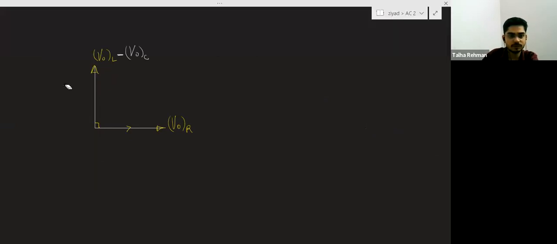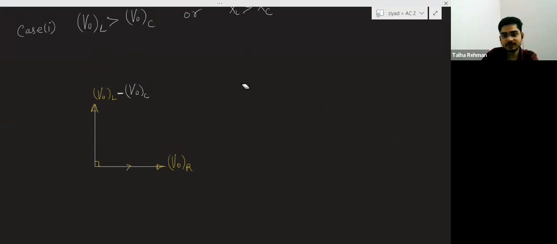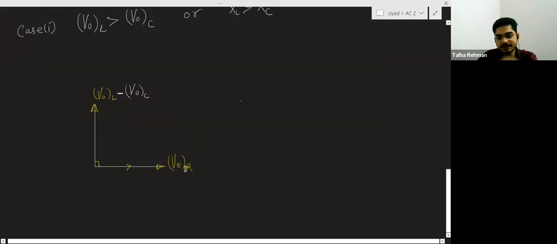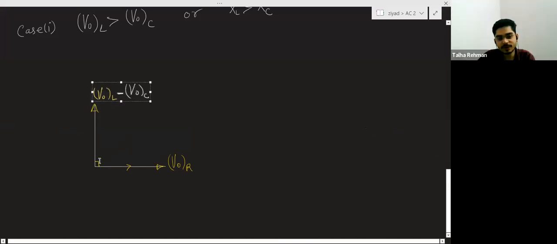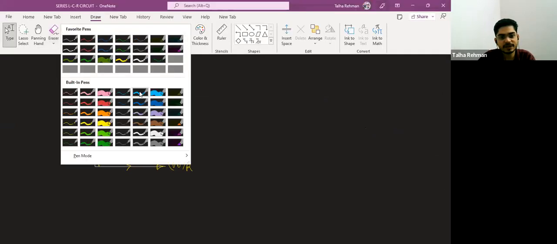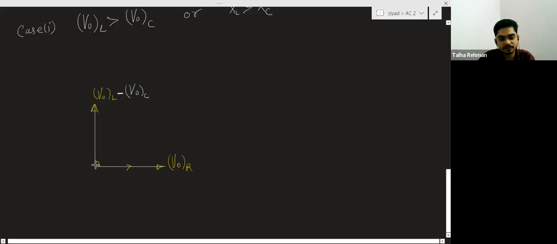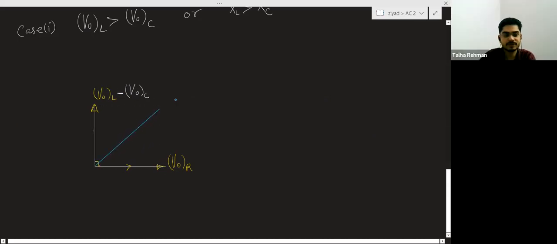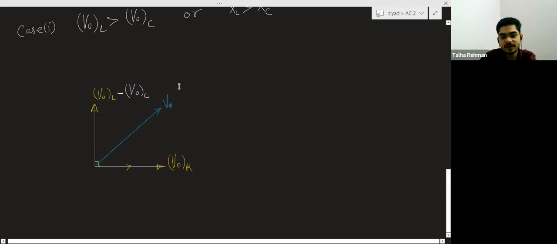Now see, there is one more case in vectors. One vector is in this direction, and the other is acting at a 90-degree angle. So there will be one resultant also of these vectors. The resultant will be like this. This will be, suppose, the resultant voltage V naught.